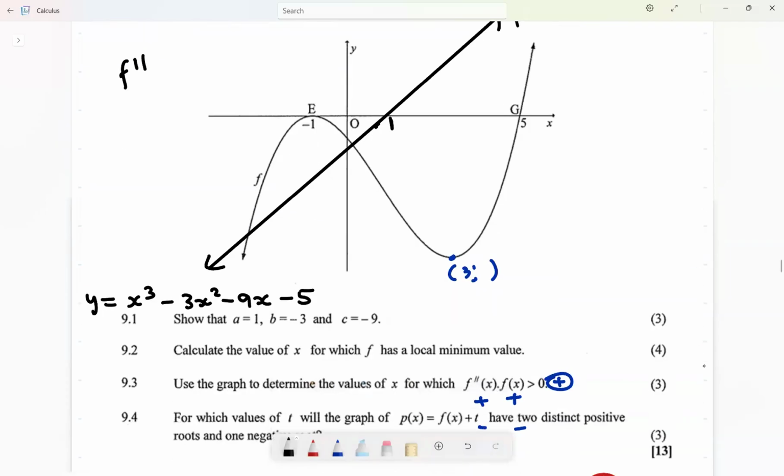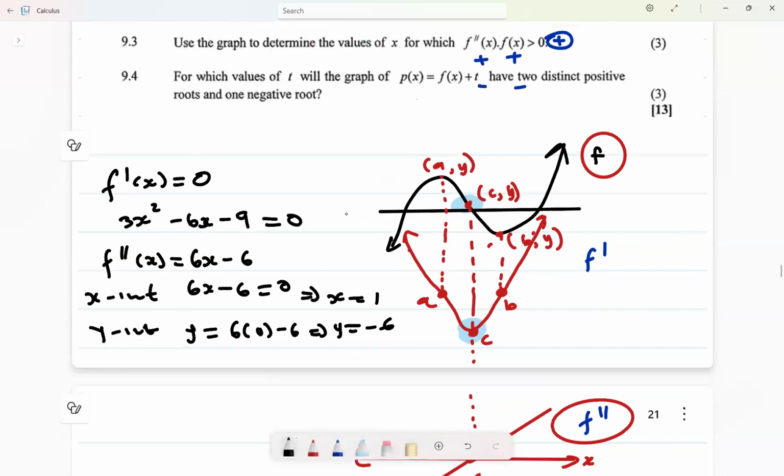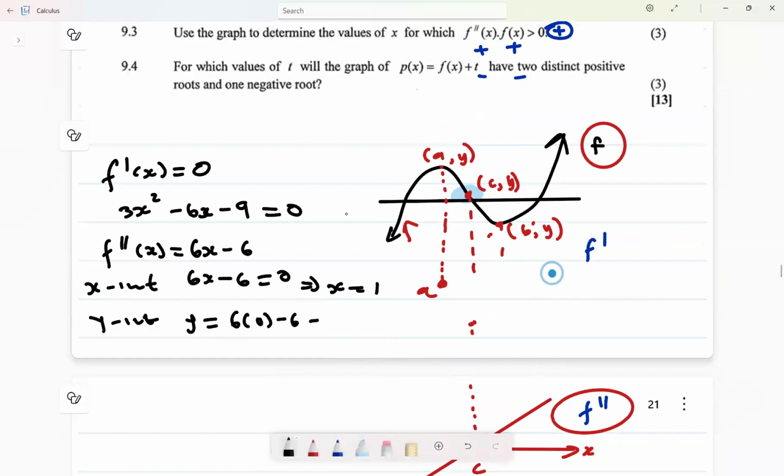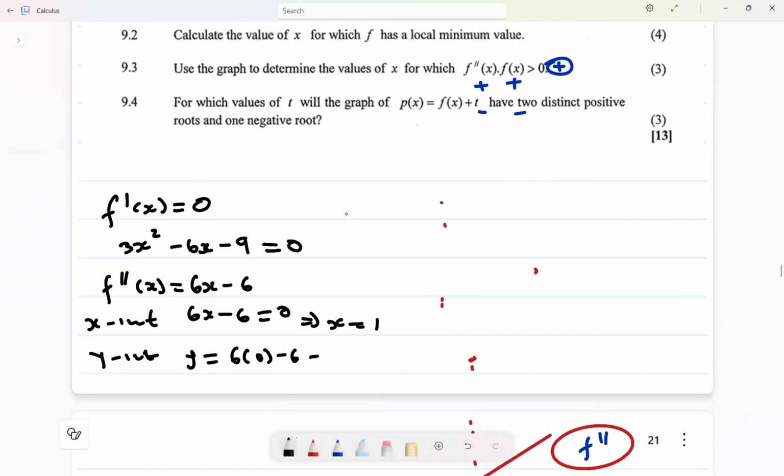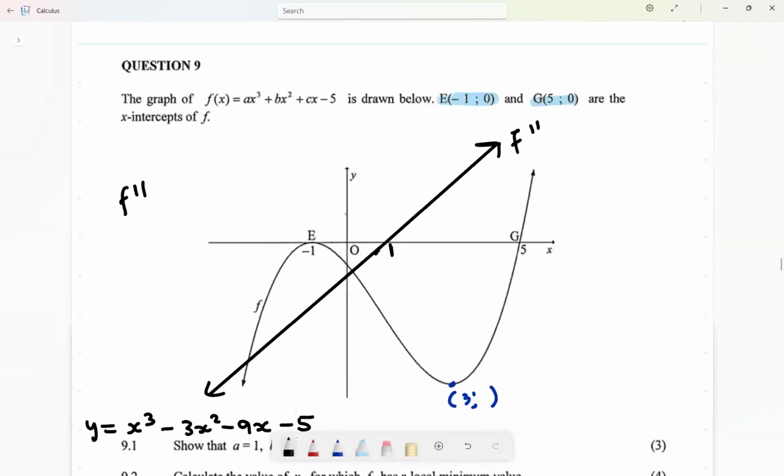Okay. So now we want what? I think this one I've explained is fine. We want where second derivative multiplied by f is greater than 0. So we want where f prime prime is positive and multiplied by positive so that it becomes positive. Remember, greater than 0 is positive. Or where f prime prime is negative and f is negative, it gives us positive.